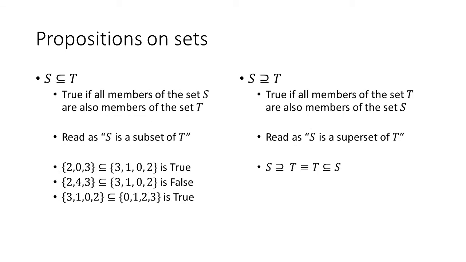These propositions regard the relationships between 2 sets. So this first one on the left says that S is a subset of T, which is going to be true if all of the members of S are also members of T. So for example, {2, 0, 3} is a subset of 3102 because all of the elements on the left appear in the right. {2, 4, 3}, however, is not a subset of 3102 since 3102 does not have 4, and 3102 is a subset of {0, 1, 2, 3} because everything on the left appears on the right.